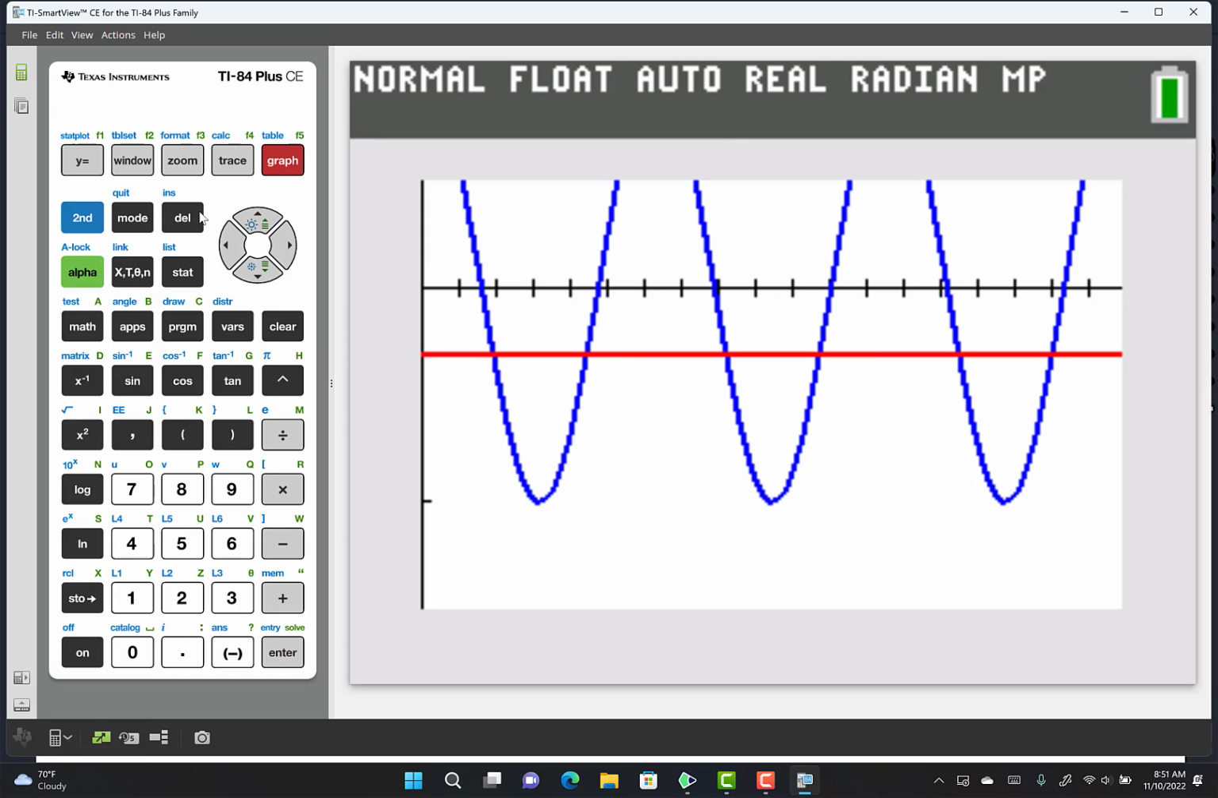Mine does it real fast because it's on a computer, but yours is going to go a little slower. Those intersections right here better be those same answers. So look how I do it, guys, so you can see it right now. Yeah, it better be the same answer.